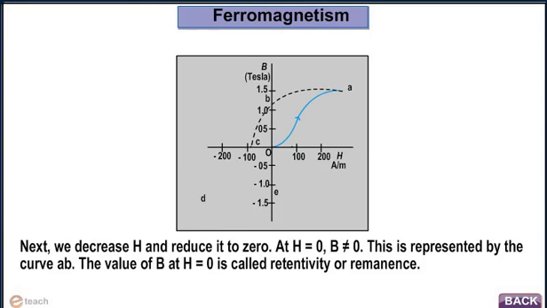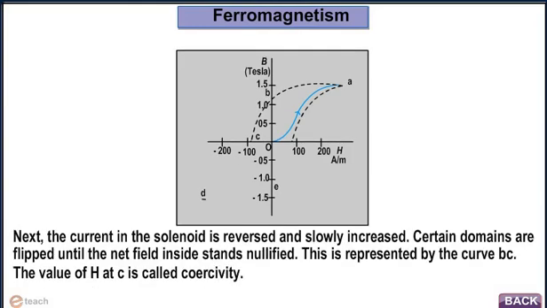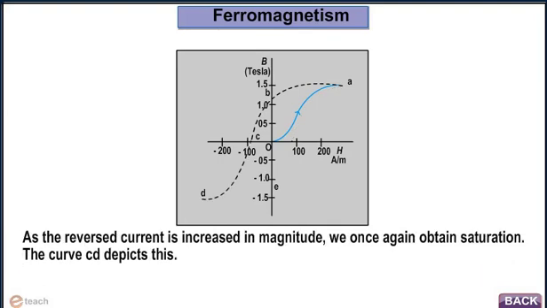Next, we decrease H and reduce it to 0. At H equal to 0, B is not equal to 0. This is represented by the curve AB. The value of B at H equal to 0 is called retentivity or remanence. Next, the current in the solenoid is reversed and slowly increased. Certain domains are flipped until the net field inside stands nullified. This is represented by the curve BC. The value of H at C is called coercivity.